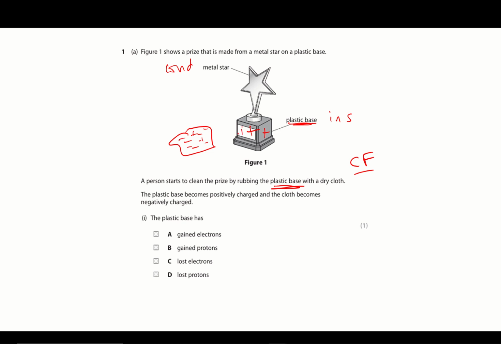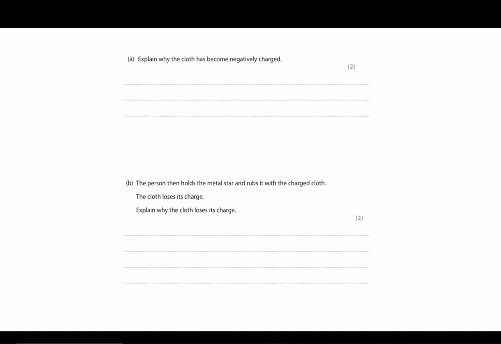And this is ready. The plastic base has, well, the electrons have moved from the base to the cloth, so it's lost electrons. Remember, we can't move the positive charge in a solid. We can only move those small little electrons.